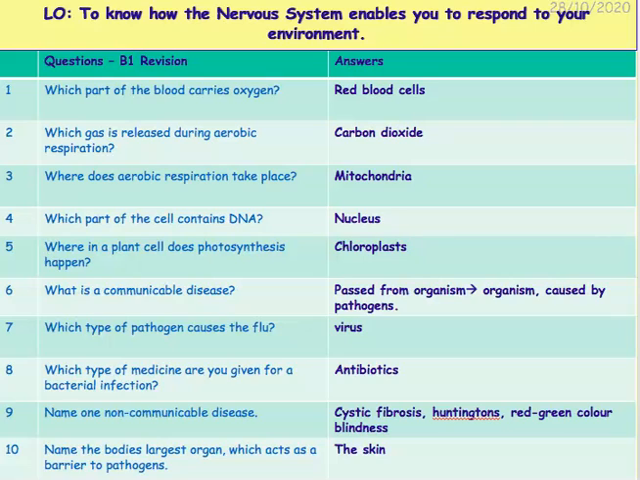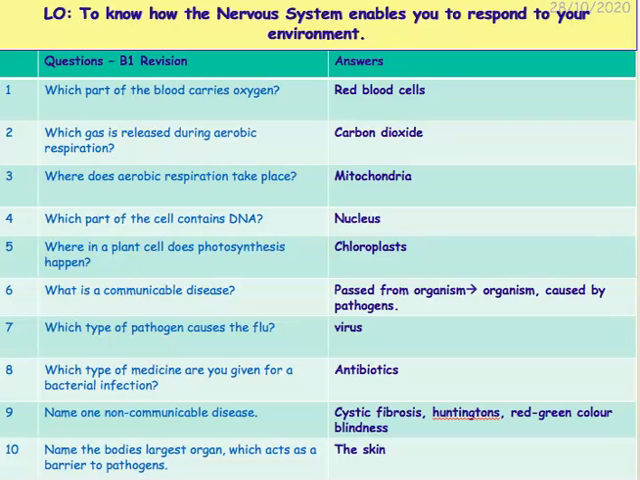Number 5, where in a plant cell does photosynthesis happen? It is the chloroplasts. Number 6, what is a communicable disease? That is a disease that is passed from organism to organism and it's caused by pathogens. So it is caused by bacteria, viruses, protists, or fungus.